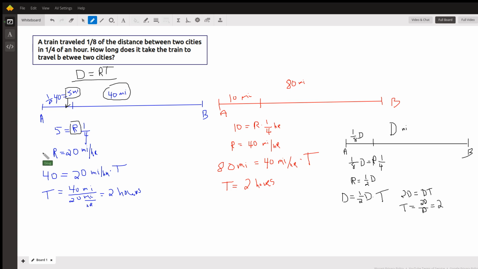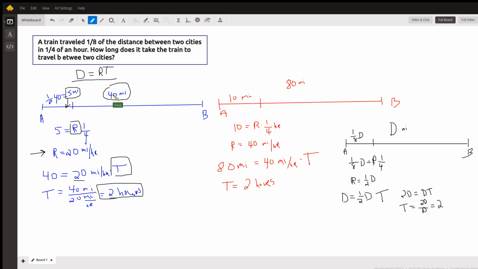Now that we know the rate, we can say the total distance, 40, is equal to the rate times the time, which we don't know. And if we solve that for t, 40 divided by 20, if you want to carry the units along, you can see it reduces to 2 hours. So that gives us the time.